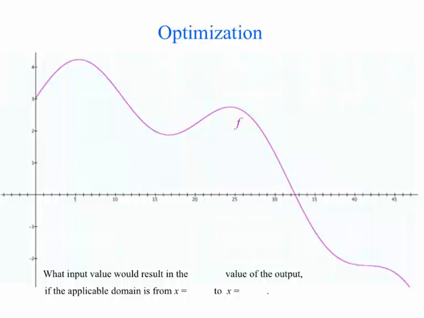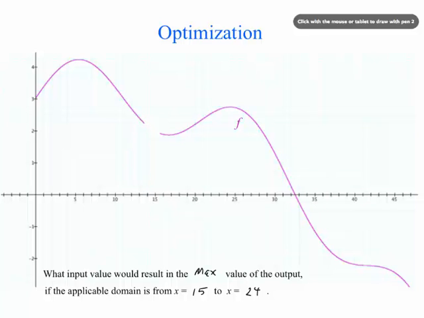Let's look at a different situation. How about this? How about we're going to do max again. X from 15 to 24. Okay. Talk to the person next to you. What's going to be the X value to maximize the output of F? Go, talk to the person next to you.